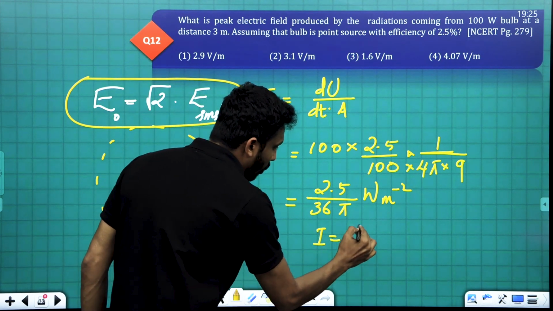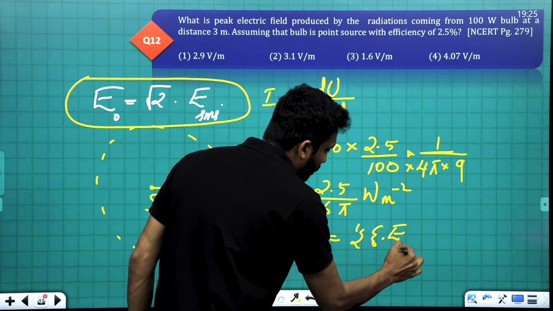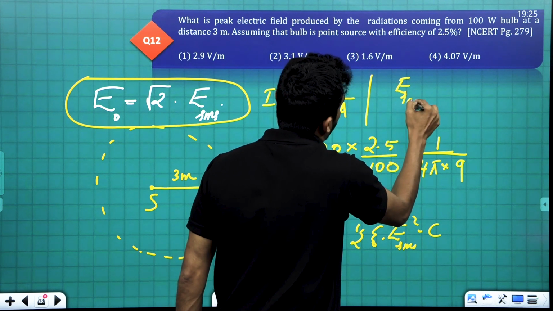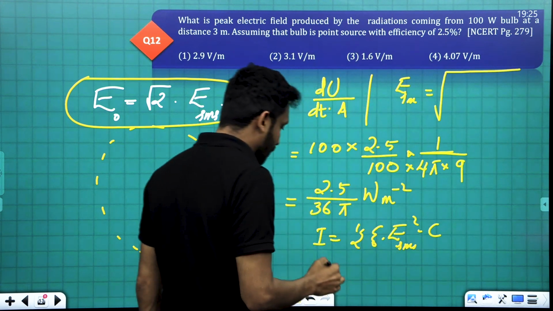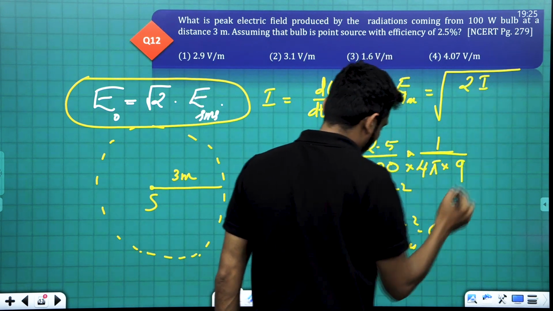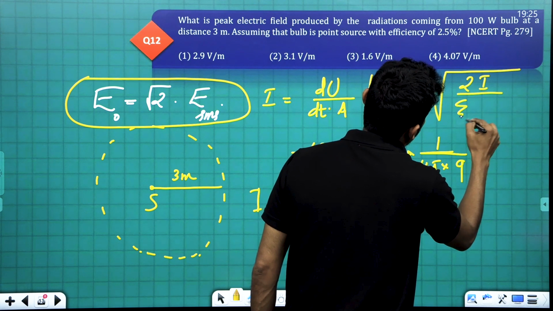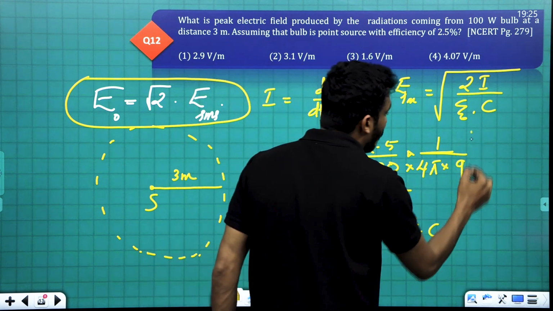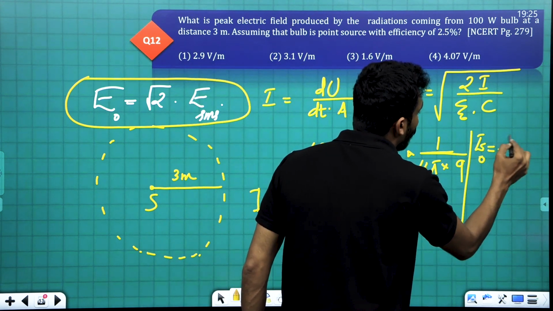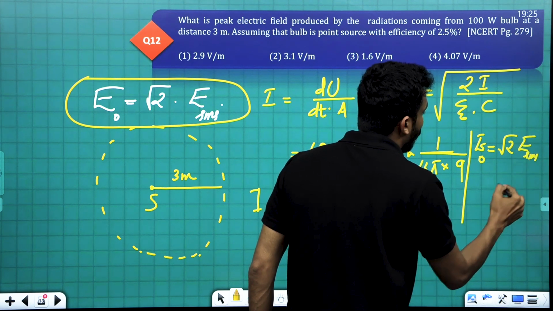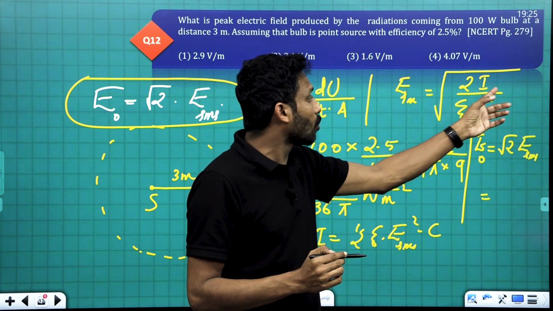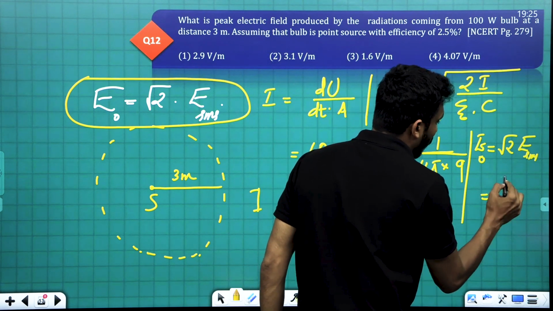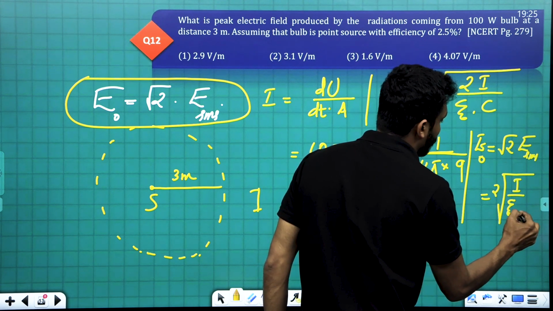Simply, I is equal to half into epsilon naught into E RMS square into C. Therefore, E RMS is equal to root of 2I divided by epsilon naught C. Therefore, the peak value E naught is equal to root 2 times E RMS. When you multiply with root 2, root 2 into root 2 is 2, so E naught is root of 2I divided by epsilon 0 C.